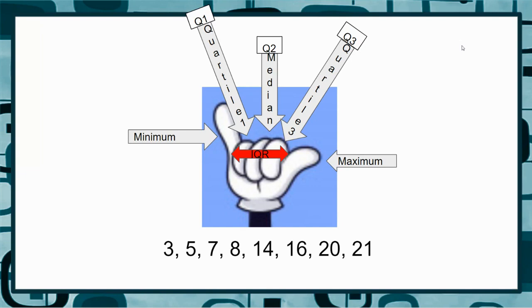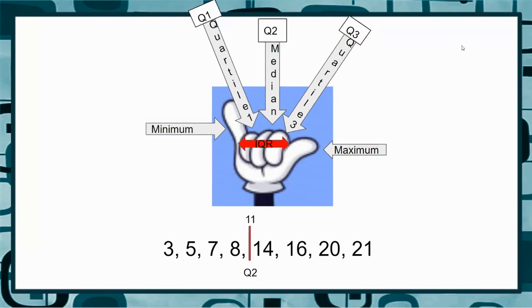Okay, now the next thing that we're going to do is find the median, or Q2, the middle value in the data set. The middle value in this data set falls between 8 and 14. There are a couple of ways you can do this. One is to create a number line from 8 to 14 and find the middle value. Another might be to list the digits between 8 and 14 and find the middle value.